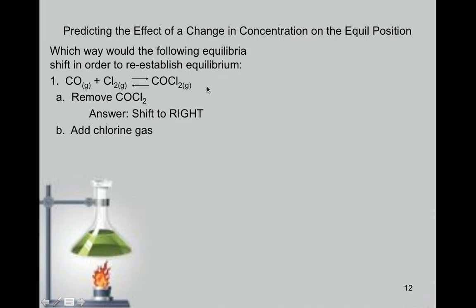Add chlorine gas. You should have done it so that the left-hand side got "heavier." It didn't really get heavier, we just added more of it. So it's going to counteract that change by shifting to the right. It's going to get rid of some of this extra chlorine by making some more of these products.